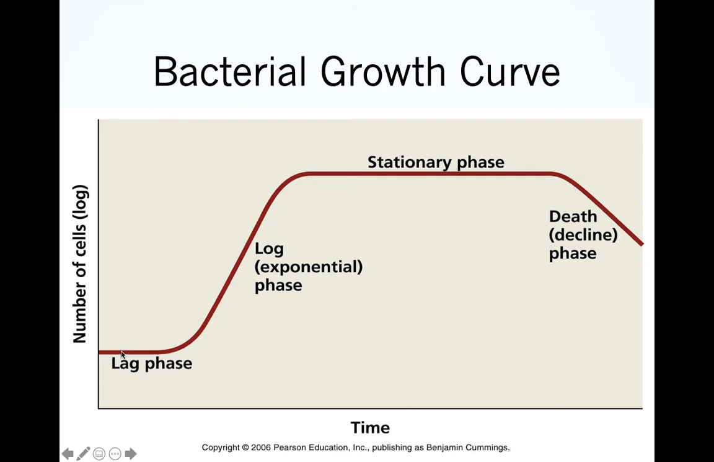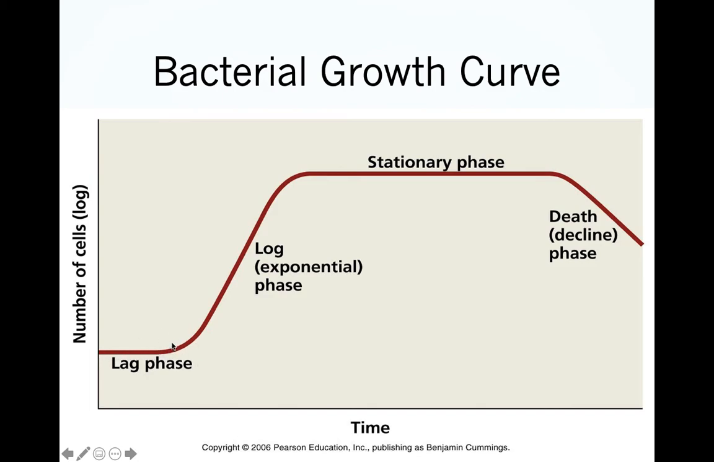And given a little bit of time, they will eventually figure out what they've got available for them. They will start to utilize the nutrients available and start to divide. So down here, there's no active division at all in the lag phase. The bacteria are just figuring out what's going on in the environment.